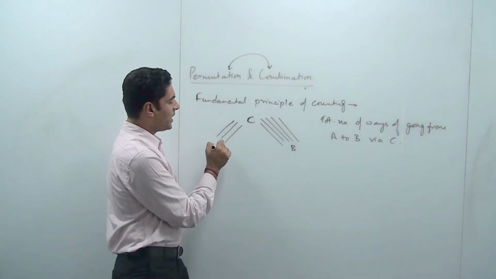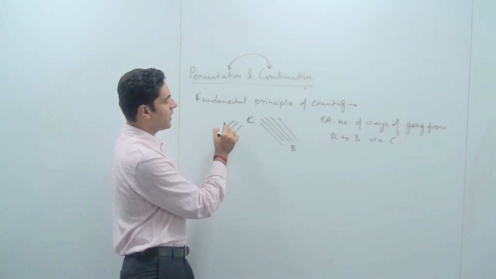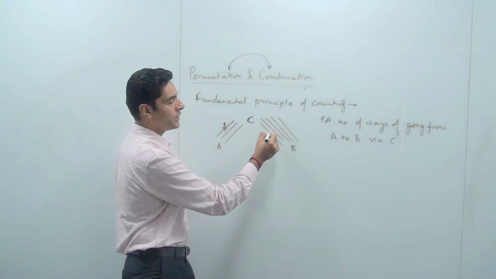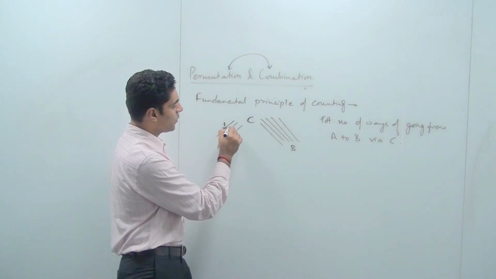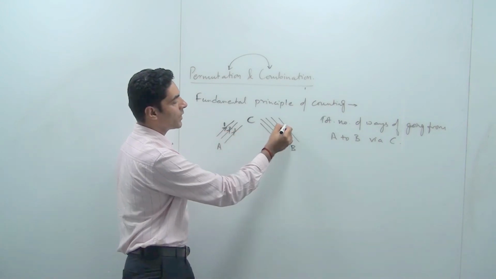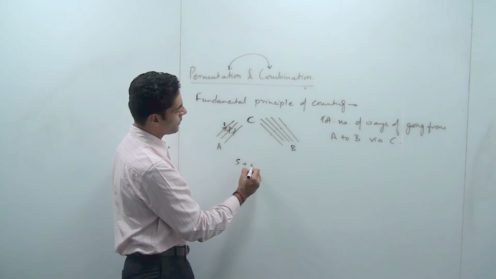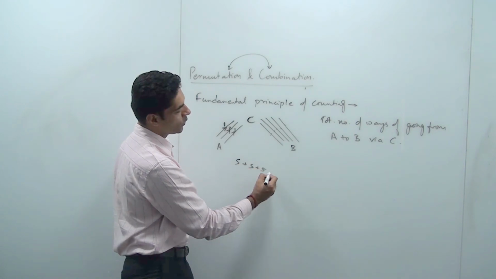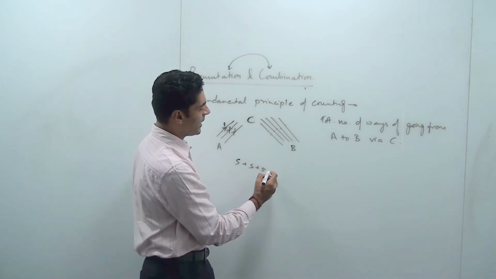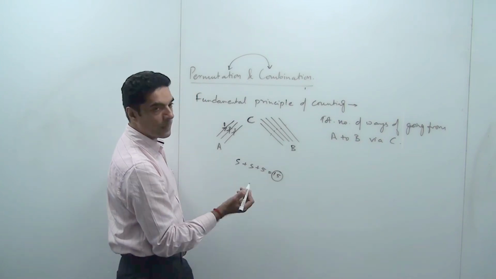If I take any one route from A to C, let's say this one, corresponding to this one route you have 5 options. Corresponding to the second route you again have 5 options, and corresponding to this third route you again have 5 options. So you have 5 options for one, 5 for the second, and 5 for the third. So the total number of ways of going from A to B via C will come out to be equal to 15. Fine. So this is the fundamental principle of counting.